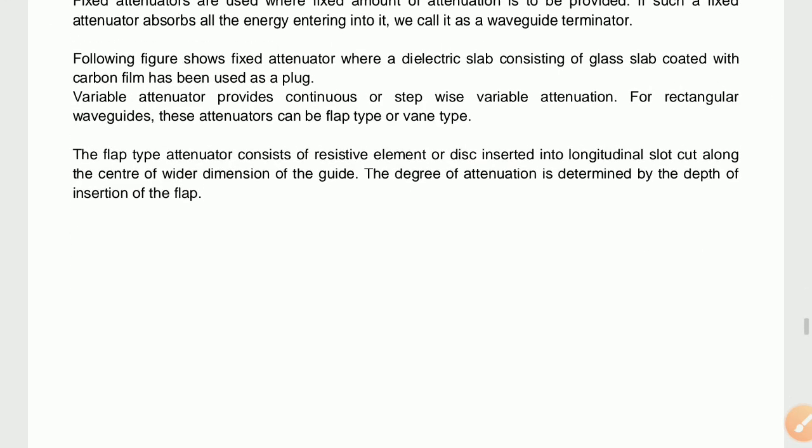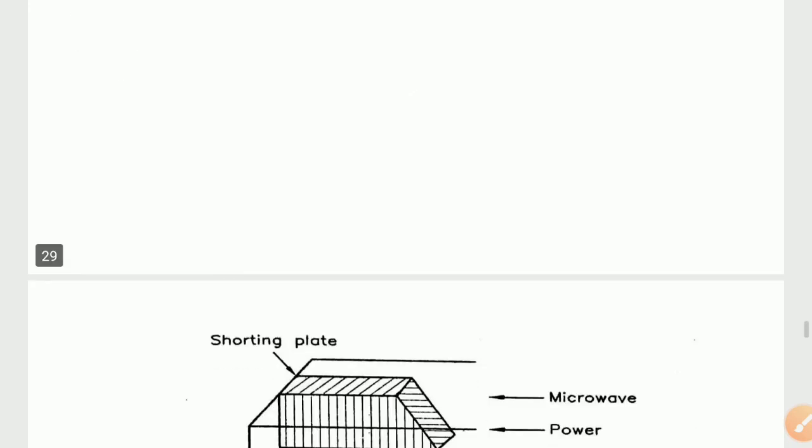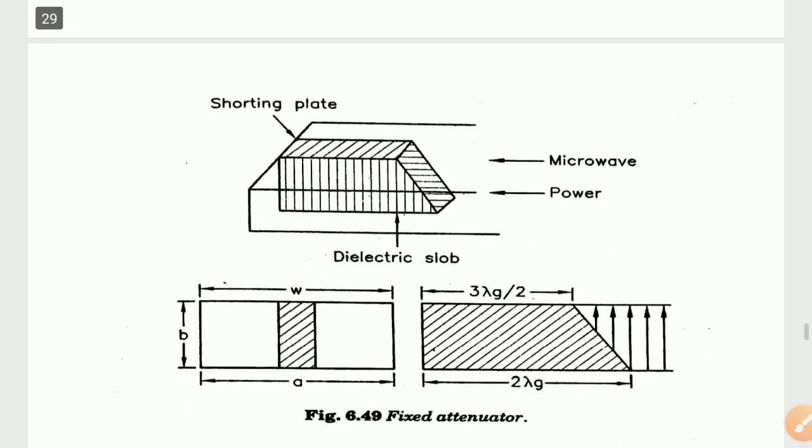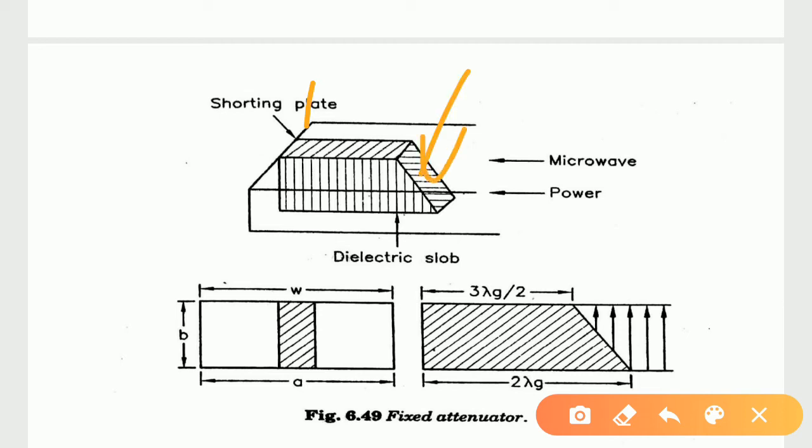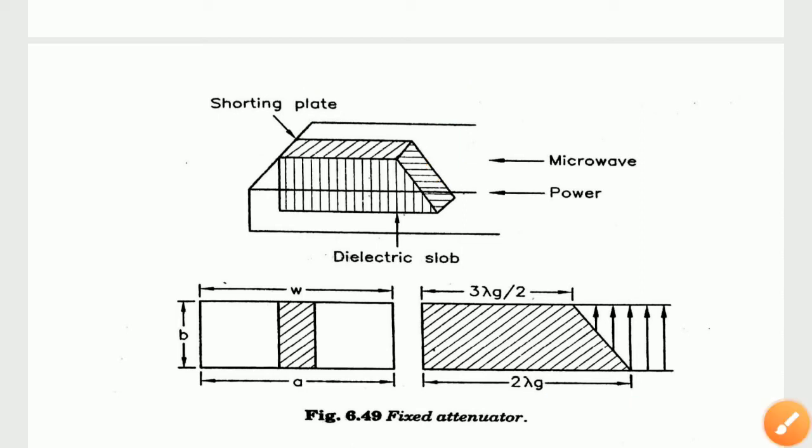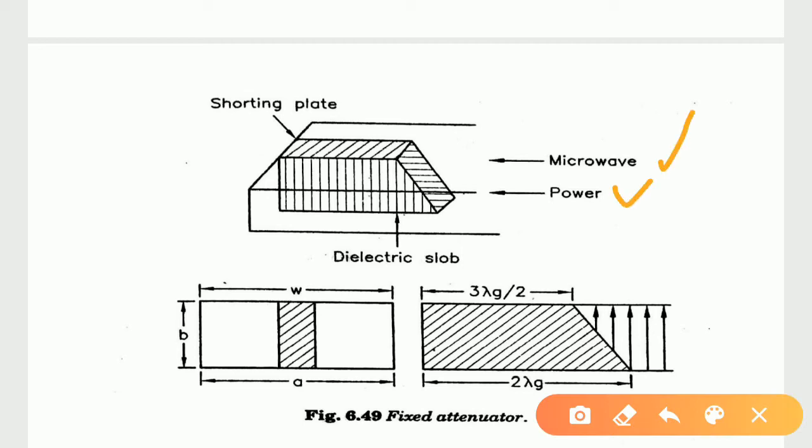This can be easily understood by this figure. So this is the fixed attenuator, and there is a dielectric slab. This shorting pole is there, and the dielectric slab is provided here, denoted by this dark dotted line. So it provides the fixed attenuation. And this is the microwave signal, and the power is inserted from this side into this attenuator.